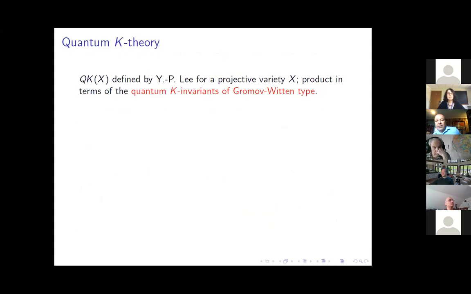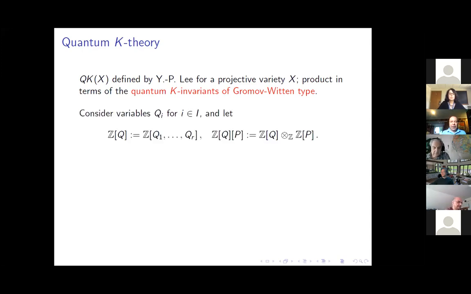So finally, let me get to quantum K theory. This is defined by Yuanping Li for a projective variety. It's a quantum analog of usual K theory in the same way as quantum cohomology is a quantum analog of usual cohomology. And it's an algebra, and the product is defined in a complicated way in terms of something called the quantum K invariants of Gromov-Witten type. And it's an associative algebra.